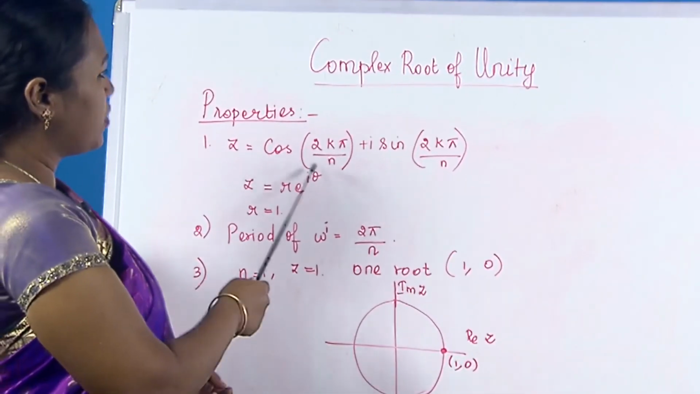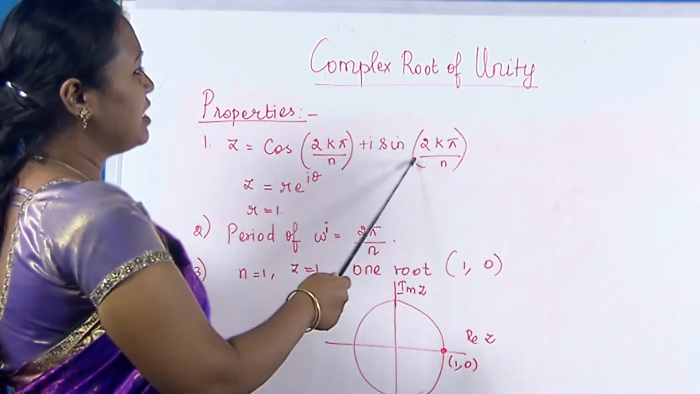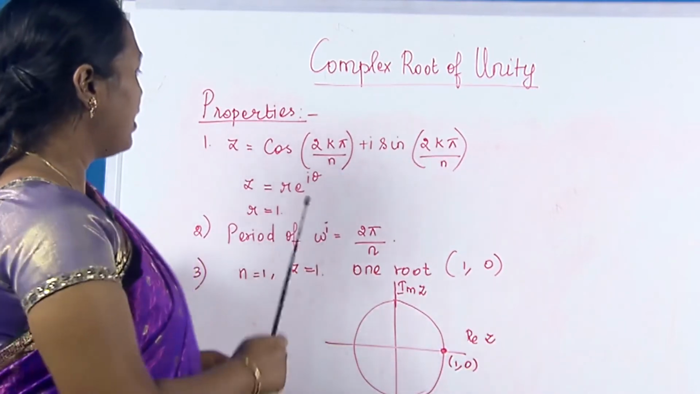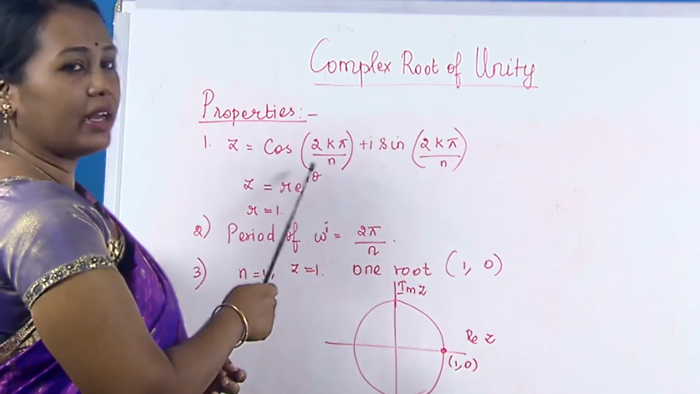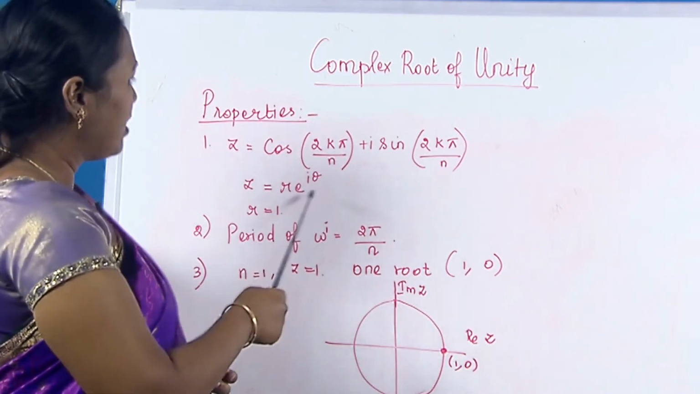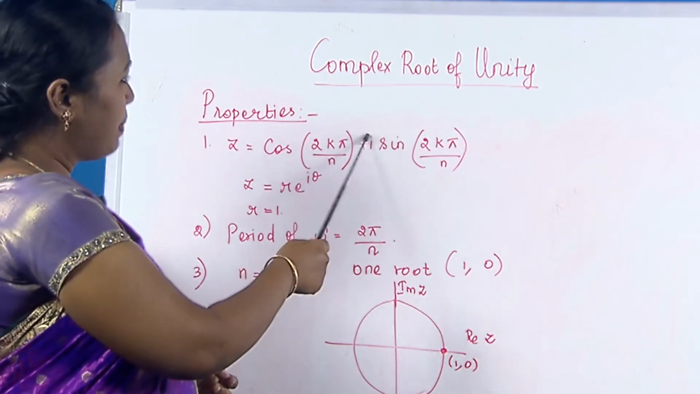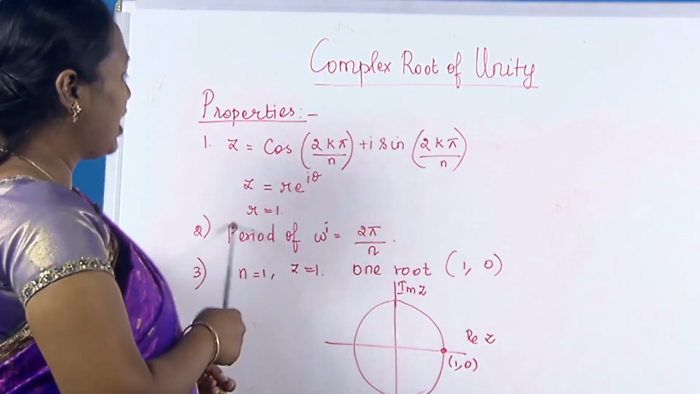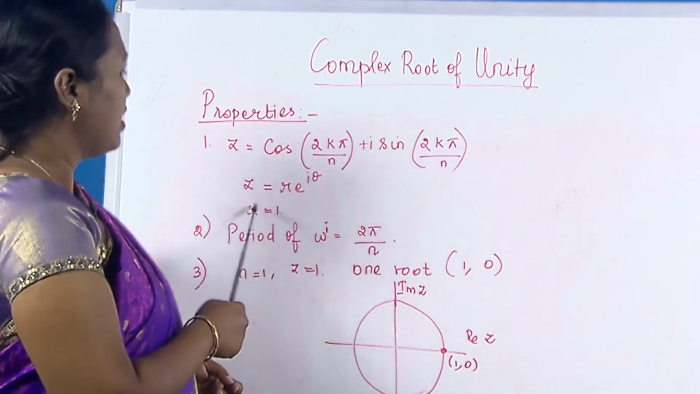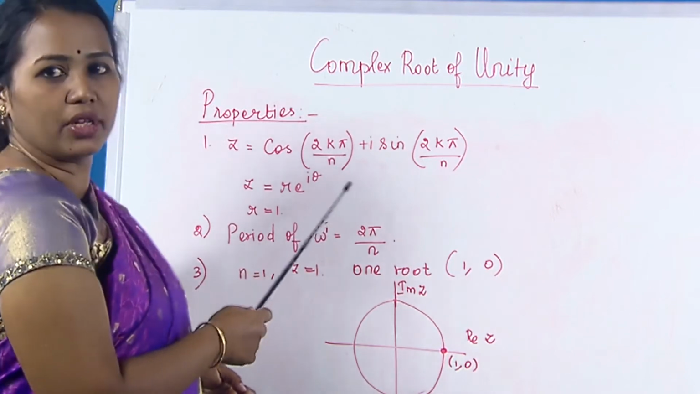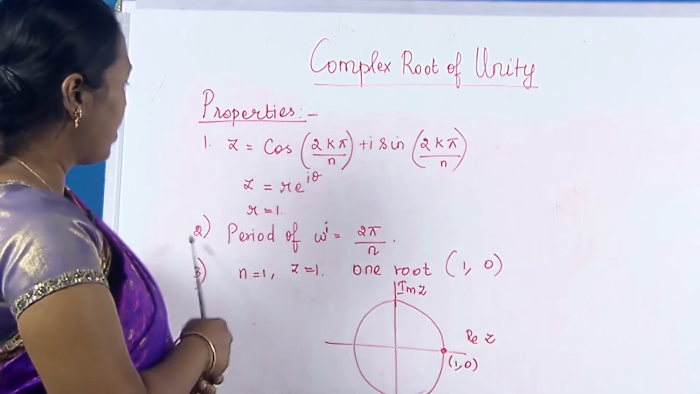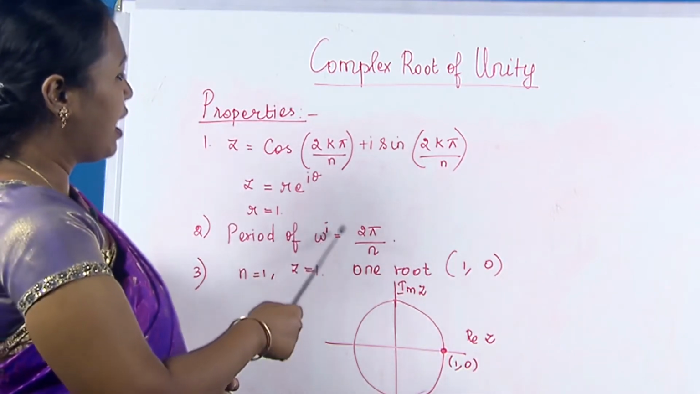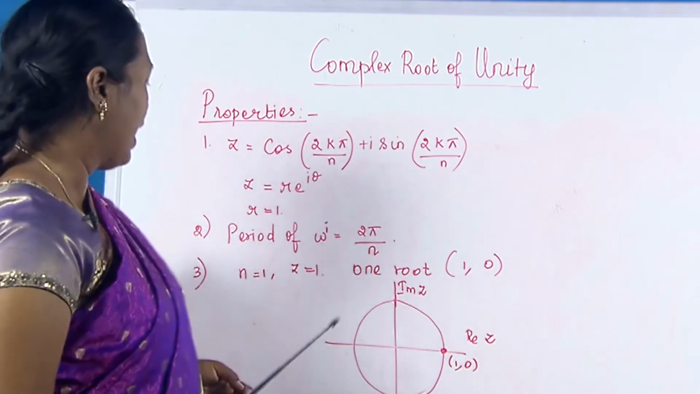Now, we shall see some of the properties of the complex roots of unity. So, Z is equal to cos 2k pi by n plus i sin 2k pi by n, and therefore Z is equal to r e power i theta. Now, this is the standard polar form, and we compare this with the above and realize that r is equal to 1. This shows that Z lies on the unit circle, and because of this the period of omega power i is equal to 2 pi by n.